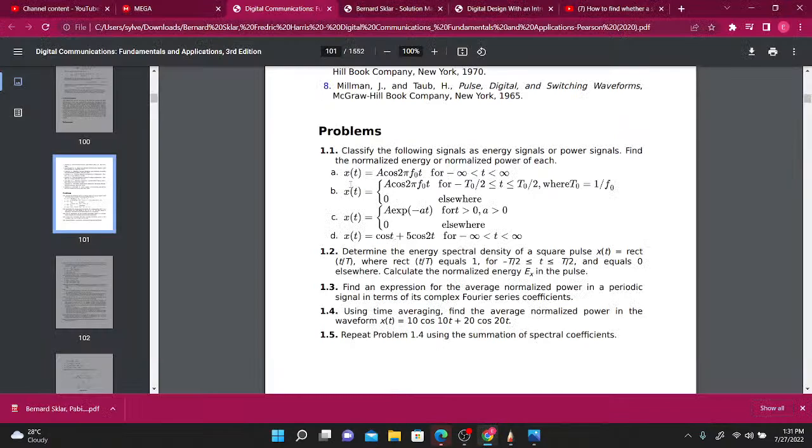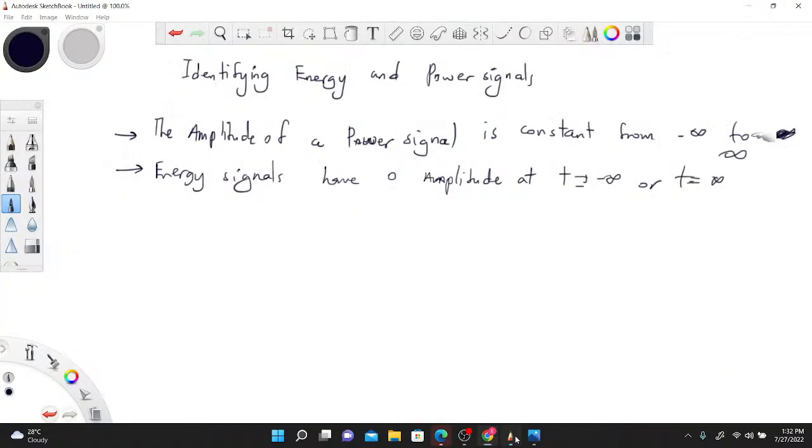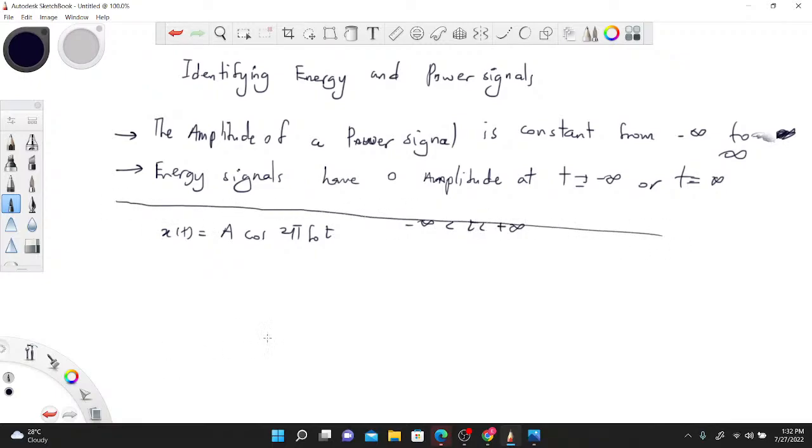So first, x of t is A cos 2 pi f naught t, for t from negative infinity to positive infinity. All right. So the question is to identify if this is an energy signal or a power signal. We said that the amplitude of a power signal is constant. So this function has constant amplitude A, and regardless of whatever t value I put here, it will be constant. So it means this is a power signal.